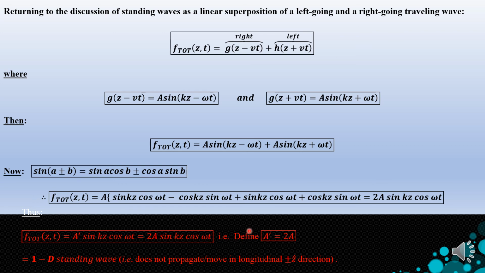Here we have defined a new term, a prime, which is equal to 2a. It is called a one-dimensional standing wave, which does not propagate or move in the longitudinal plus or minus z direction. The question arises here: why have we studied the one-dimensional standing wave? Because we want to check whether a one-dimensional standing wave can propagate in the positive z direction or negative z direction. So we have concluded that one-dimensional standing waves cannot propagate in either the positive or the negative direction.